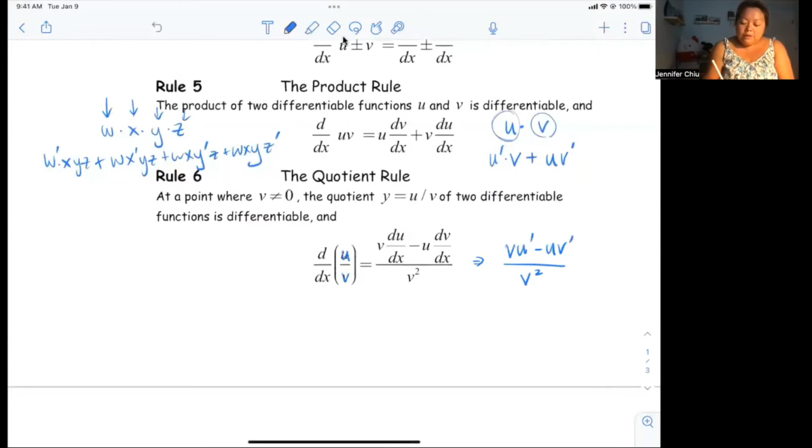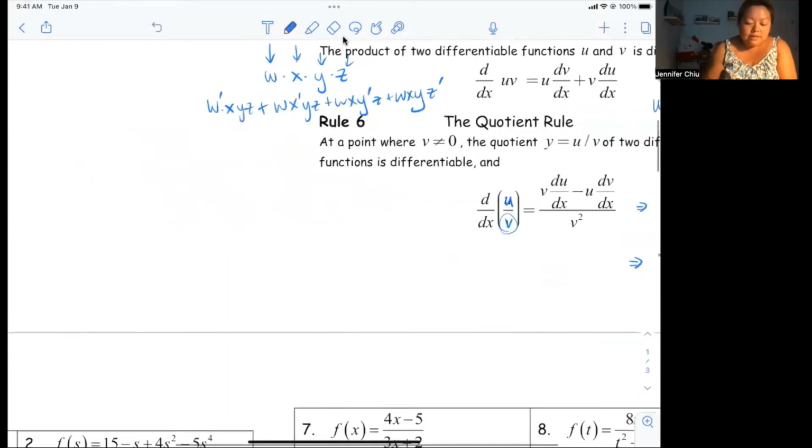Another way I've heard people say this, they say low d high. So the low is the bottom. So low d high, the derivative of the top, minus high d low all over low squared. So that's another way to memorize this. Okay, let's see this in action.